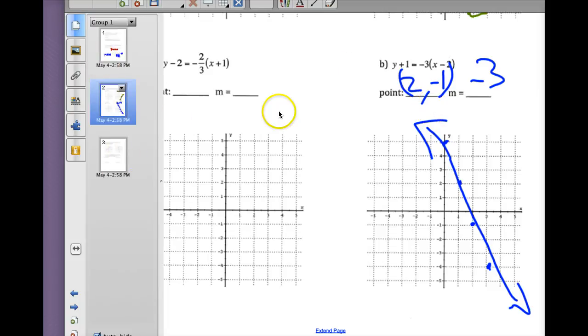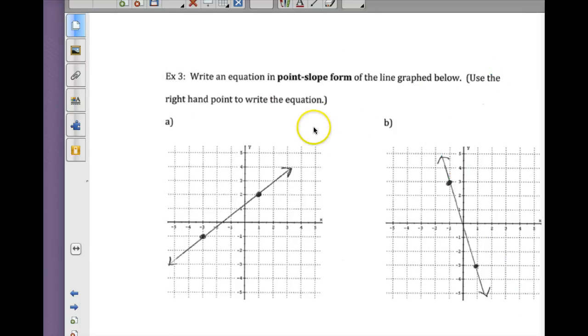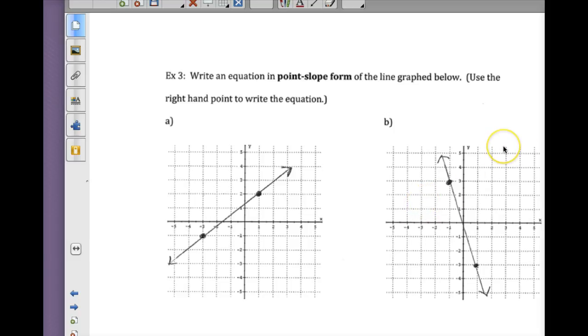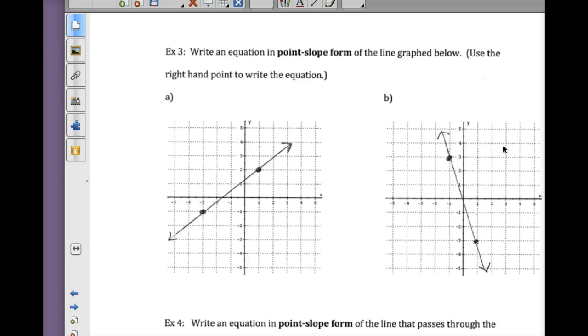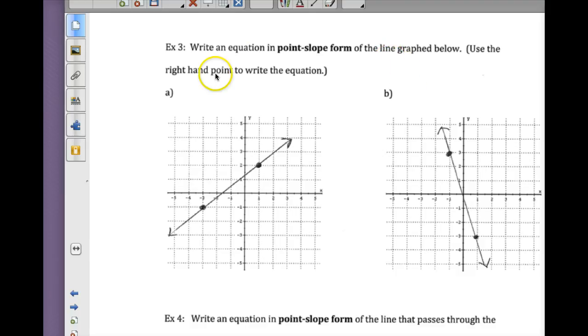All right, last page. Here we go. Now, given just a picture of your line, see if you guys can write the equation. What I want you to do is always write down your slope, and then they say use the right-hand point. So you're going to use this point that's farther to the right of the two. Harrison, you think you can do B? Come on up.